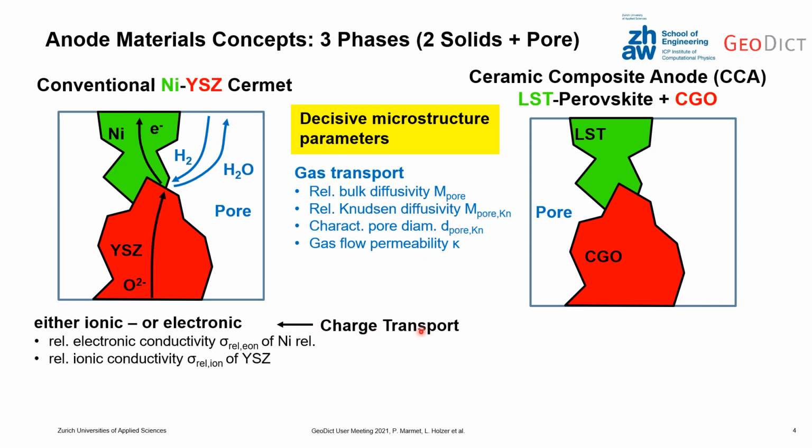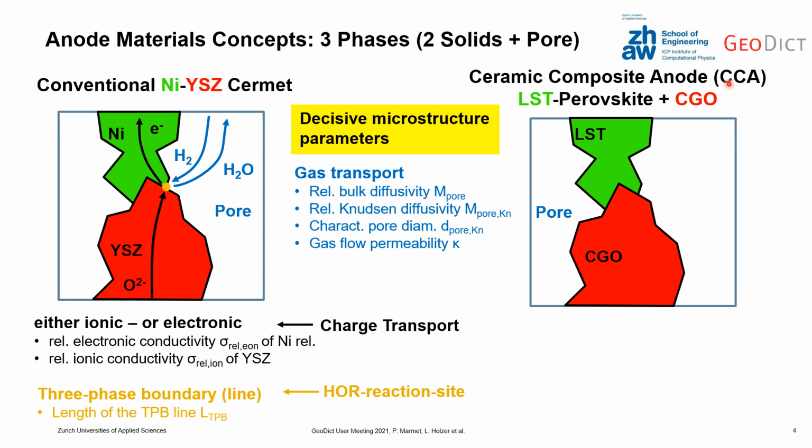Then for the charge transport, we have either ionic or electronic conduction. So for the microstructure side, the relative electronic conductivity of nickel and the relative ionic conductivity of Ni-YSZ is of importance. The hydrogen oxidation reaction takes place at the three-phase boundaries, and therewith the lengths of these 3pp lines are of importance. These 3pp lengths are a very important parameter for the kinetics of the reaction.